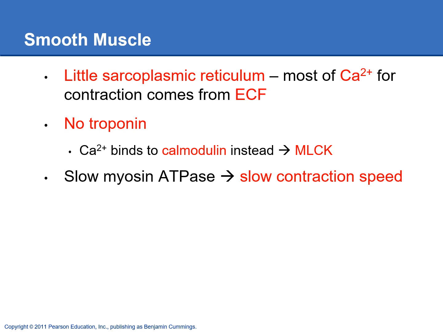When calcium binds to calmodulin, that's going to activate an enzyme called myosin light chain kinase, and then that will activate the myosin heads. Another big difference with smooth muscle cells compared to skeletal muscle cells is that the myosin head enzyme ATPase works very slowly. So it's going to be a very slow cross-bridge cycle and a very slow contraction speed.